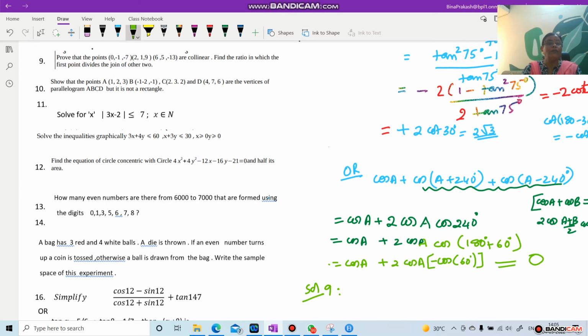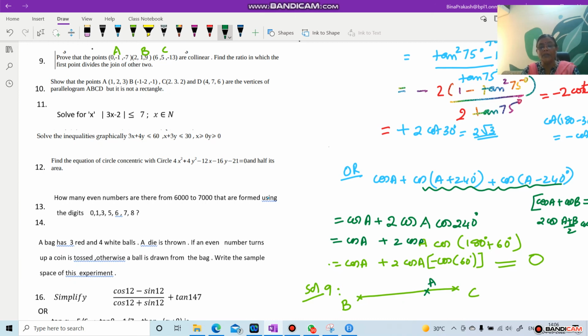The ninth question is, you have to prove that these 3 points are collinear, and find the ratio in which the first point divides the join of the other two. That is, you have to find the ratio in which this line segment is divided by this point. So I'll mark these points as A, B and C. First of all, they need to be in one line. So how do we prove that they will be in one line? What will help us to prove that?